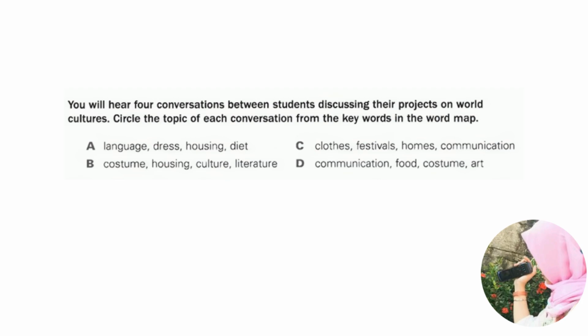Okay, guys, after you listen to audio track number 27, you will hear four conversations between students discussing their project on world cultures. Circle the topic of each conversation from the keywords in the word map. So you have to circle the topic for conversation A, and then the topic of conversation B, conversation C, and the last topic of conversation D. So you have to guess each conversation topic. Yeah, so you have to answer all of them correctly.